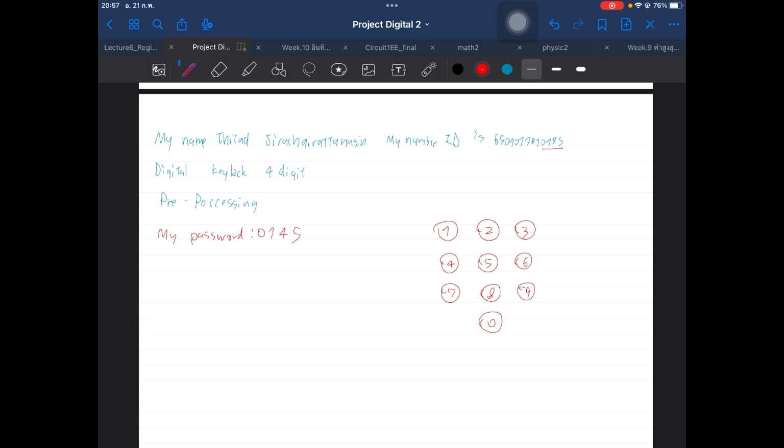My password is this: 0145. When you press the buttons 0145, the system will approve that your passcode is correct. And for any other number, I will make it the wrong switch case.